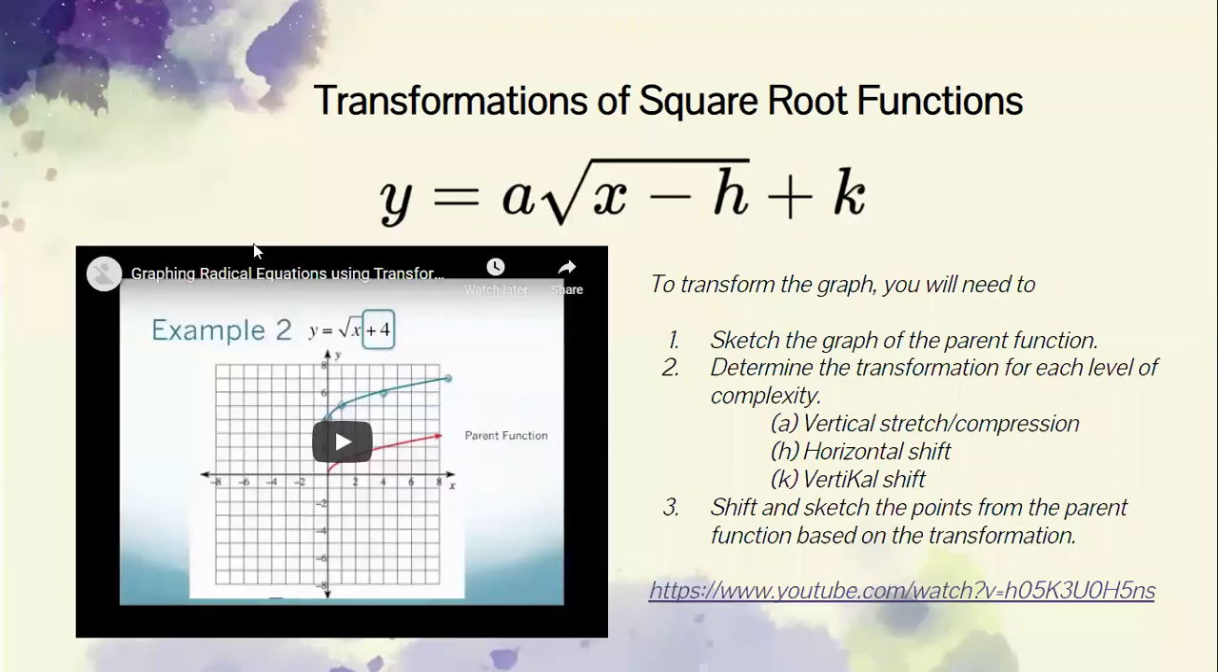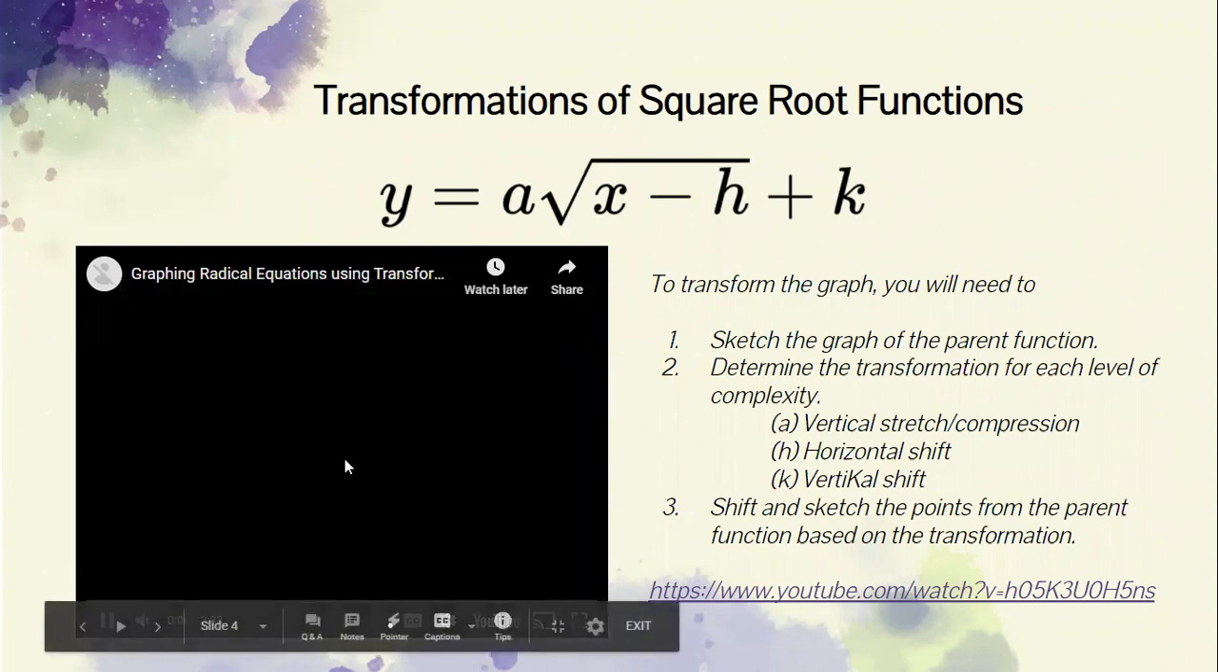So let's watch this quick little clip about how to transform square root functions. I did post this on Canvas, but just to make sure that we see it and see how we're going to use this to transform our function, I just think it would be really nice for us to watch it. It is like a couple minutes in length. It's really quick, and it shows exactly what we're going to be doing throughout this activity.